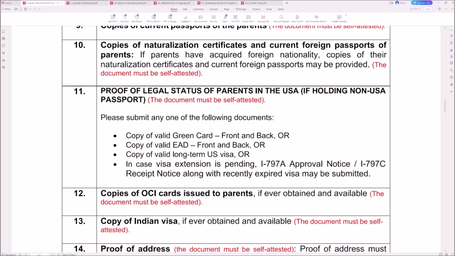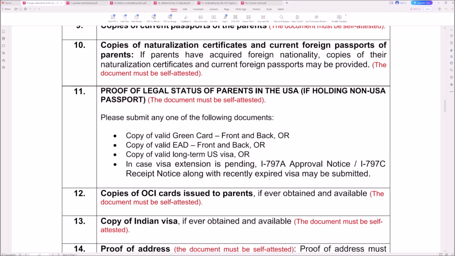Apart from visa, you can also provide a valid green card copy, or a copy of a valid EAD card, or a copy of a valid long-term US visa, or an I-797 approval notice or receipt notice, along with a recently expired visa. So any one of the following documents may be submitted, and you need to make sure that you submit the document for both father and mother.